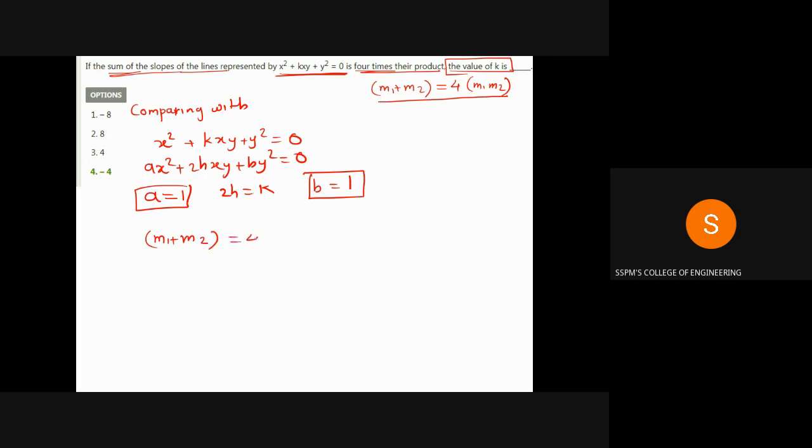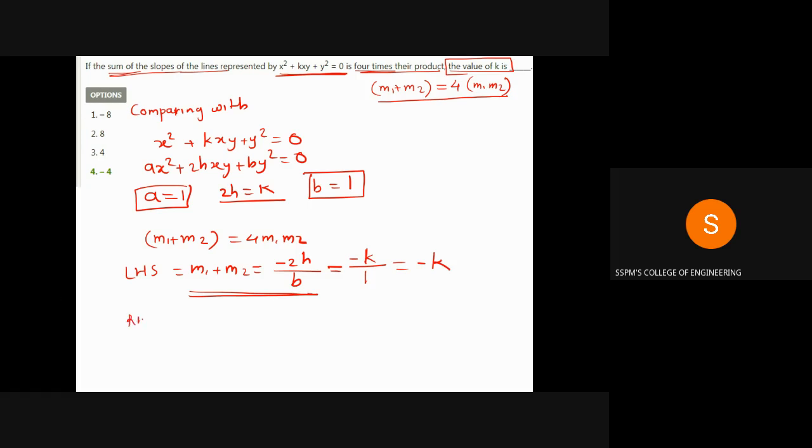So LHS is equal to m1 plus m2, which is minus 2h divided by b. This is the formula for sum of slopes. So what is minus 2h? 2h is equal to k, therefore minus 2h is equal to minus k. It is simply minus k divided by 1, that is equal to minus k.